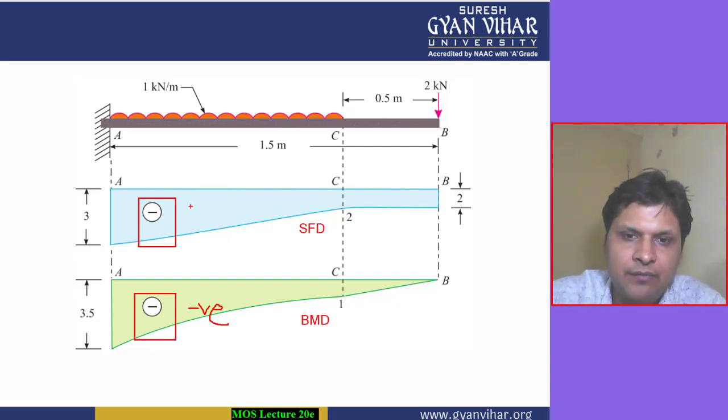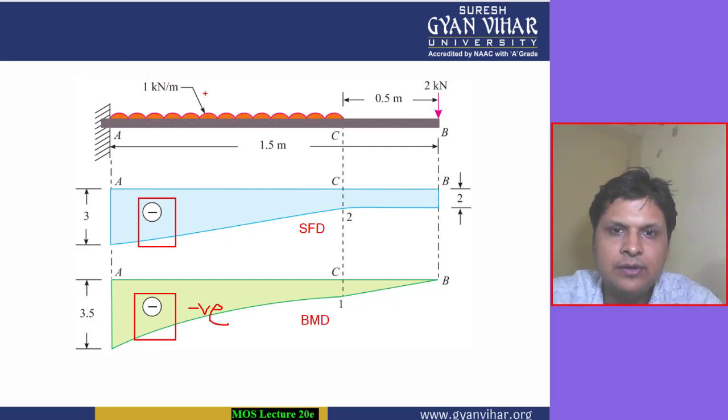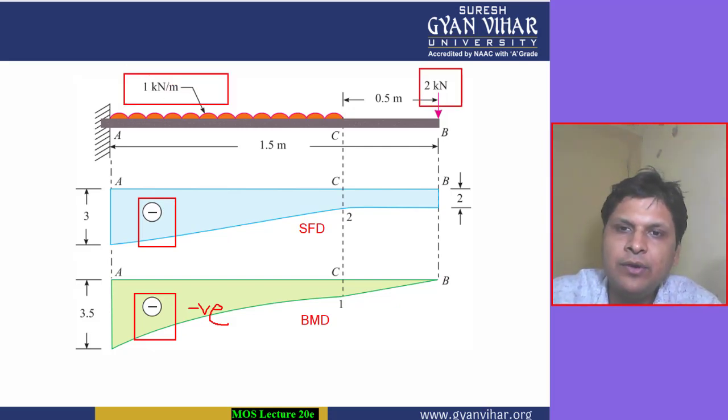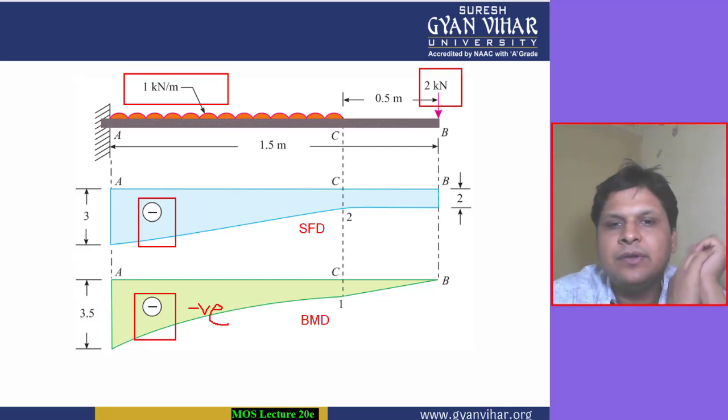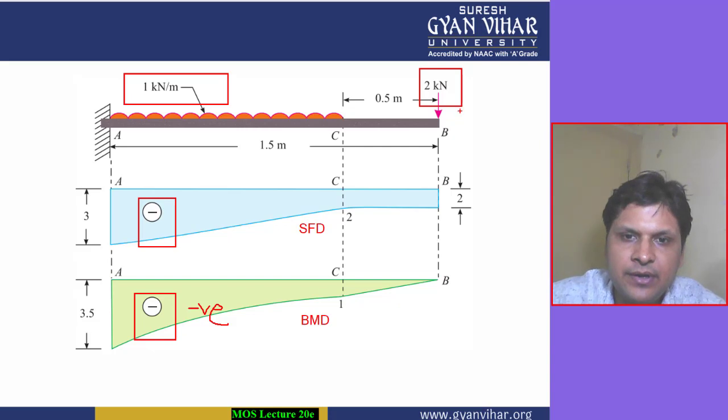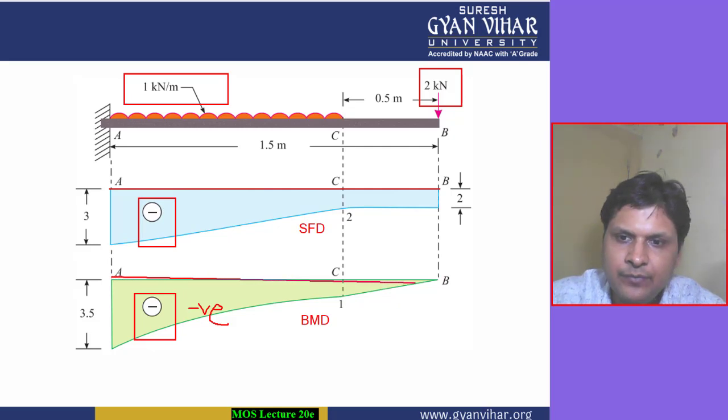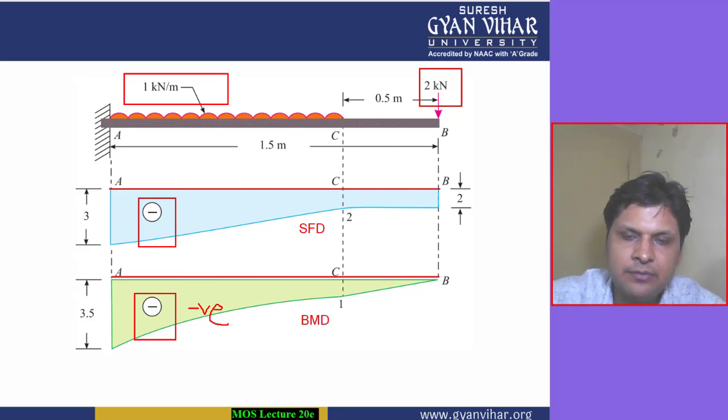And why has it been taken as negative? Because all the loads which were acting here were going downwards, and we are starting from the right hand side. So in this way, all loads we have considered negative. Therefore, they have been drawn below the baseline. I hope you have understood why we have taken negative in the shear force as well as in the bending moment diagram.